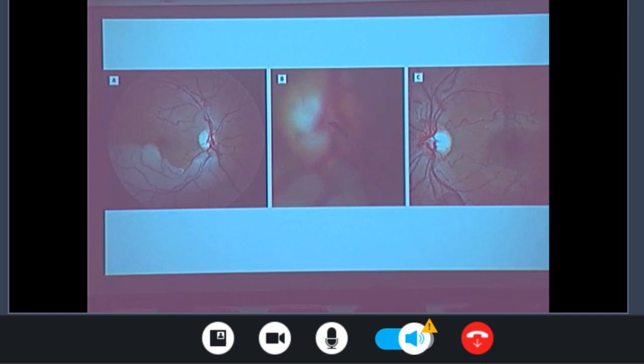So what is the cause of the visual field defect? And what predisposed this patient to the condition? What is the cause of the visual field defect in this patient? Why did he lose visual field? And what predisposed him to this?